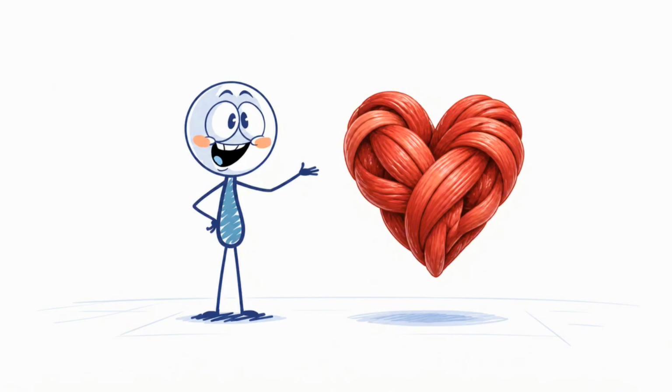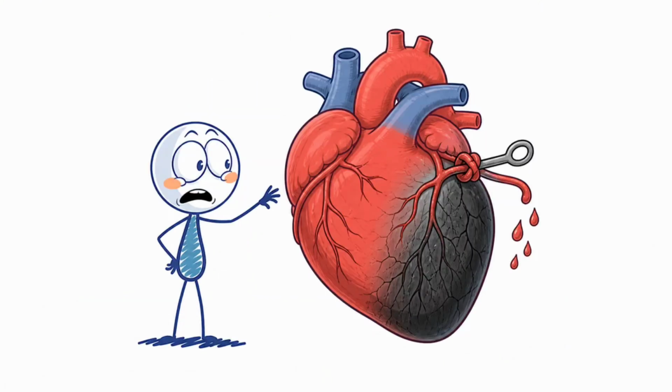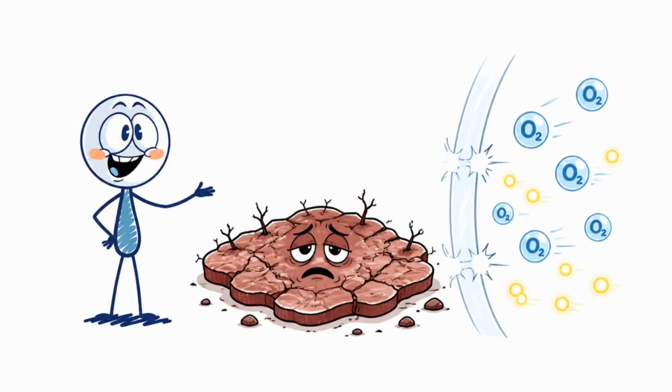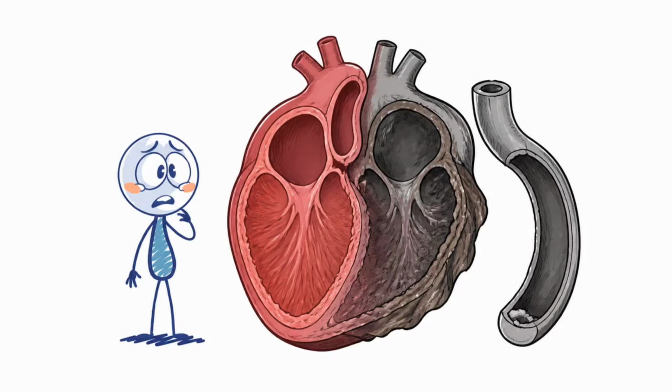Myo refers to muscle, cardio to the heart, and infarction means tissue death caused by a lack of blood supply. Essentially, a heart attack occurs when blood flow to a portion of the heart muscle is restricted or blocked, starving the tissue of oxygen and nutrients. Without prompt restoration, this muscle tissue eventually dies.